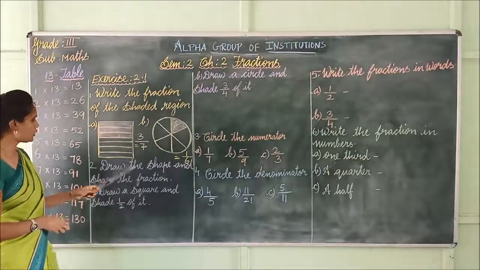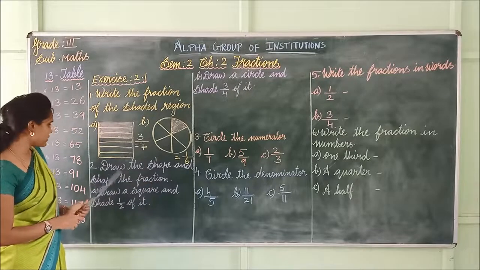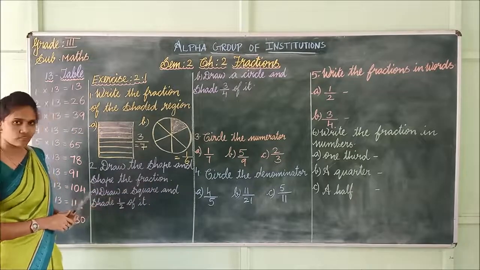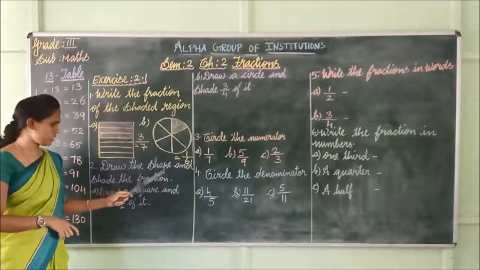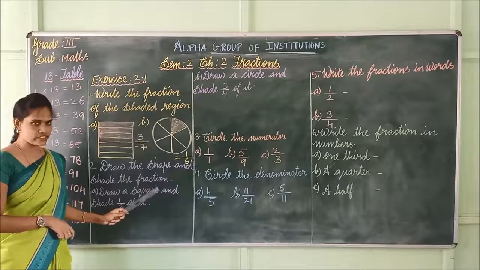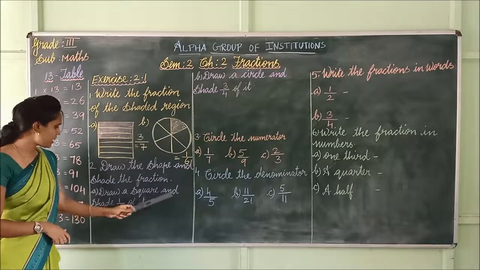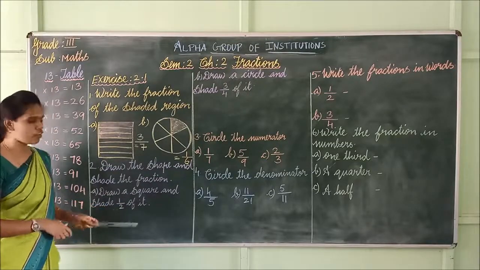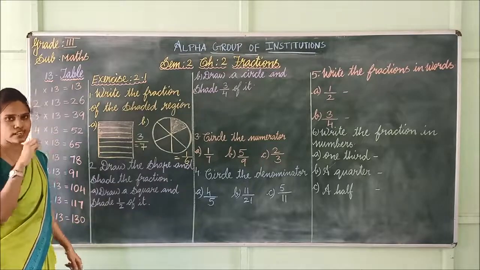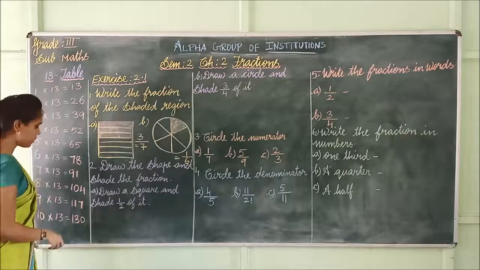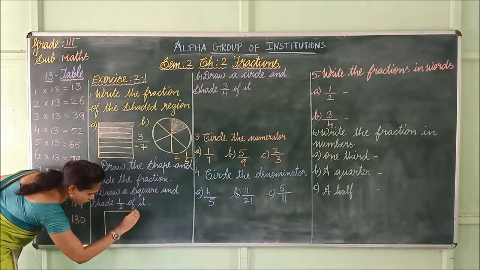See here. Draw the shape and write the fraction. See, draw the shape and shade the fraction. Here you have a question. See the first one. Draw a square and shade 1 by 2 of it. You have to first draw the square. Square means all the sides should be equal. The measurement should be equal in all the sides. So draw a square.